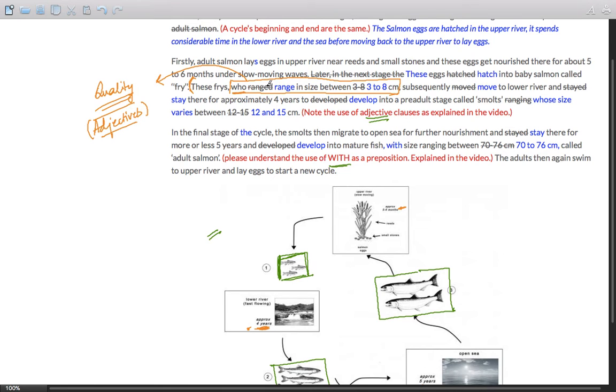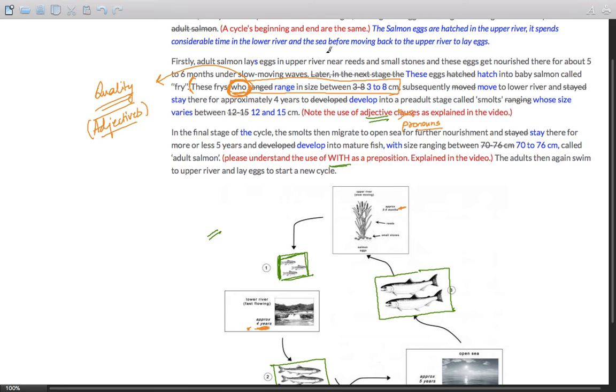You use, sorry, it's not adjective clauses, the use of adjective pronouns. I'm sorry, it's wrong. Adjective pronouns. So you use adjective pronouns such as who, which. Okay, these are the adjective pronouns. Here, who is fine, but which is better, since who usually refers to humans. Similarly, develop into a pre-adult stage called smolt.